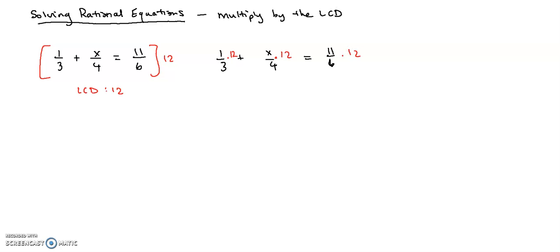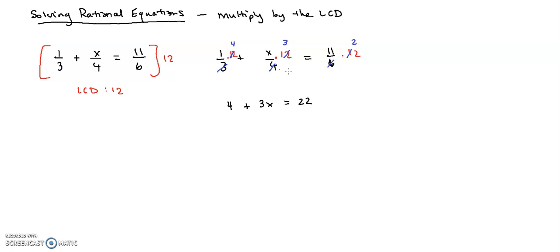So now let's figure out what's left over. So the 12 should cancel with all the denominators. That's why we chose it. So 3 goes into 12, and we've got 4 left over. 4 goes into 12, we've got 3 left over. 6 goes into 12, we've got 2 left over. So what's our equation now? The first one is just a 4. 1 times 4 is 4. We've got x times 3, which is 3x. And on the other side, we've got 2 times 11, which is 22.